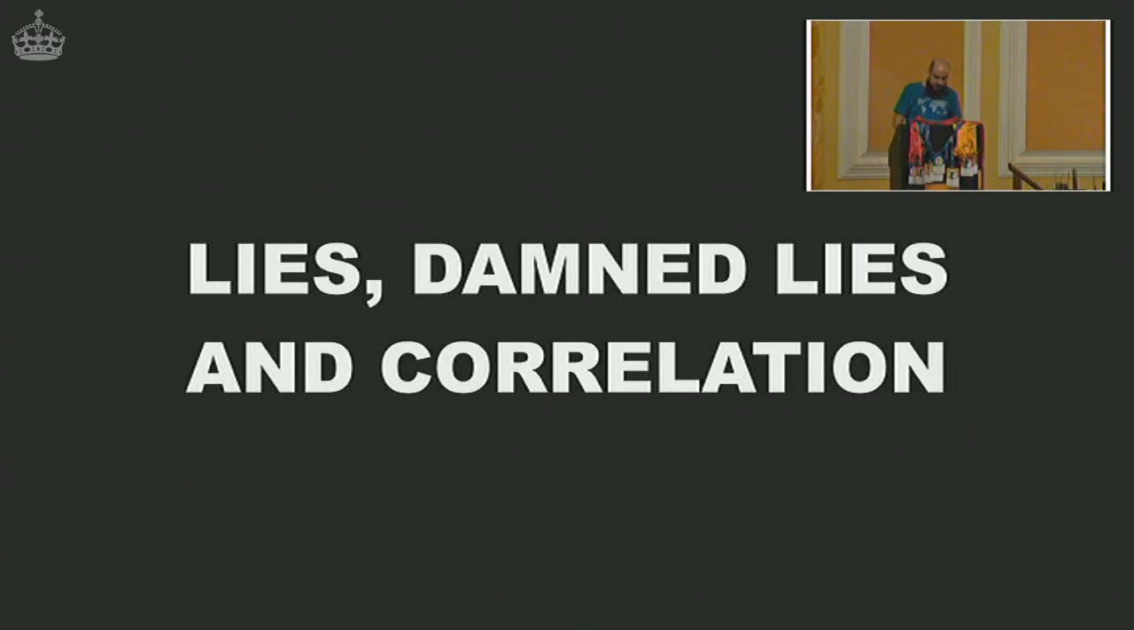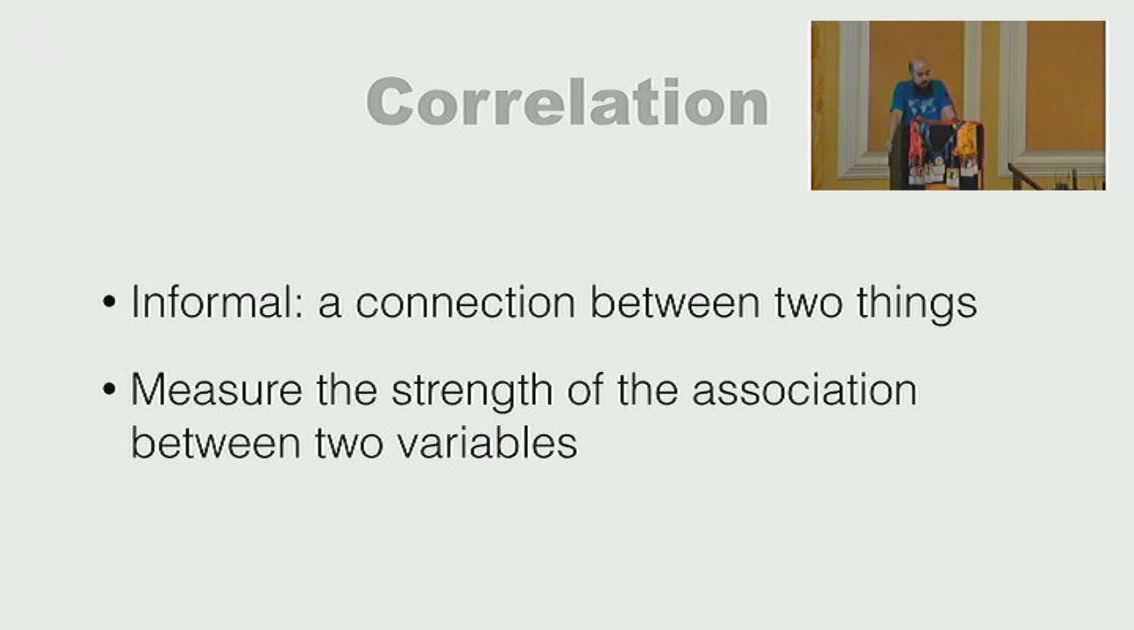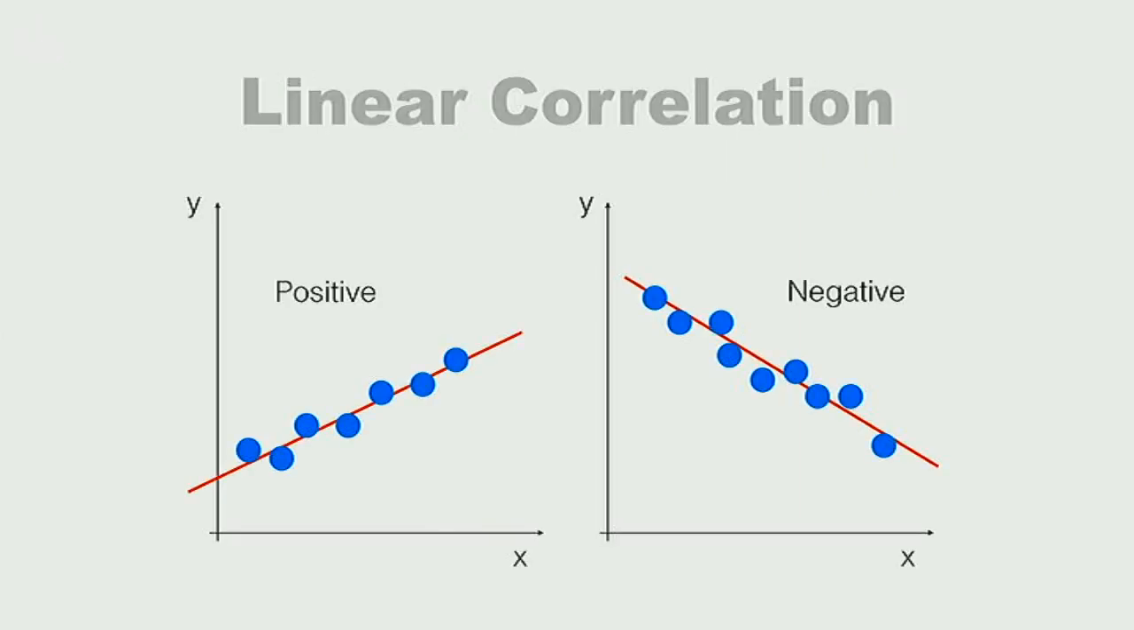So the first topic here is going to be correlation. When we talk about correlation, the clue is in the name already. Informally, we're talking about some kind of connection, some kind of relationship between two events or two variables or two things in general. But formally, we want to measure the strength of this type of association. The simplest type of correlation that we can think of is linear correlation. For example, you have two variables. If they correlate, one goes up, the other one goes up as well, so that's a positive linear correlation. Or if one goes up and the other goes down, that's a negative correlation.